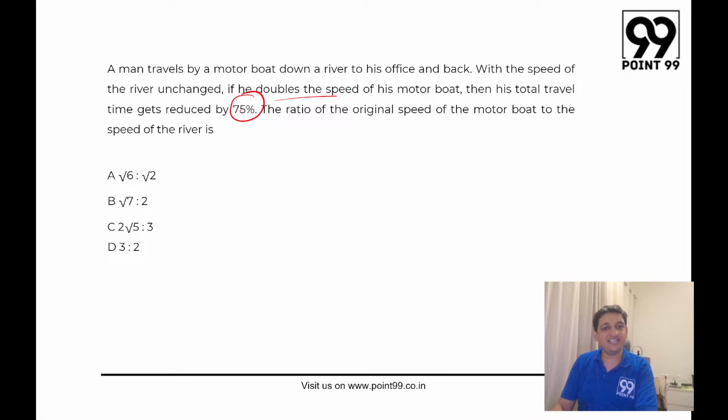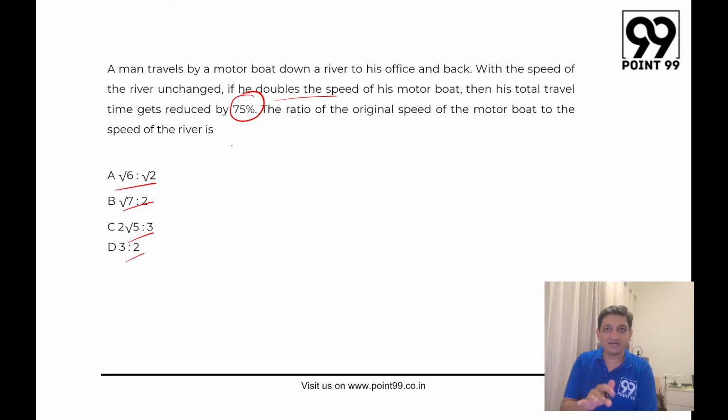Only one number is given, 75%, and all your options are in the form of root 6 by root 2, root 7 by 2, 2 root 5. Seeing this, a lot of people will give up on this particular question, which I think happened because a lot of people have not attempted or have attempted this incorrectly. So let's see what we could have done.